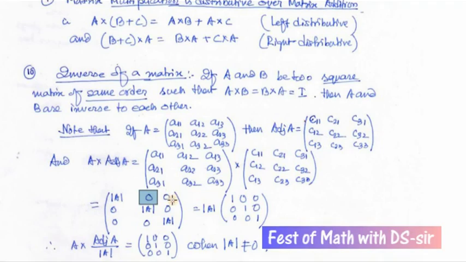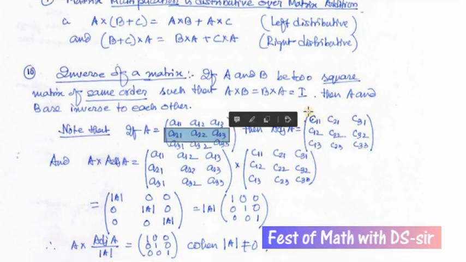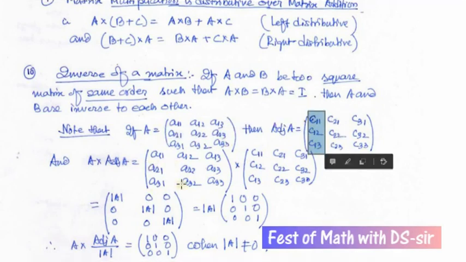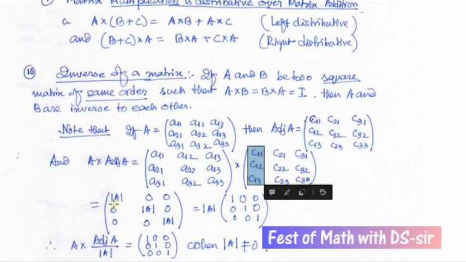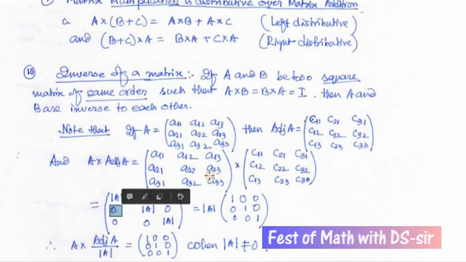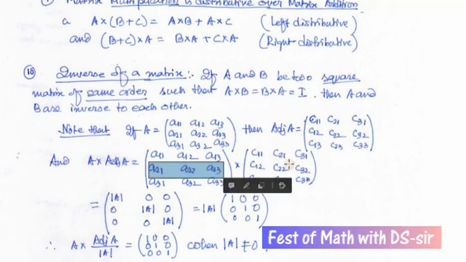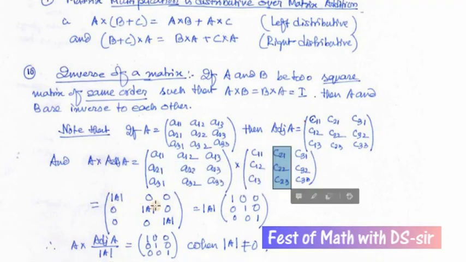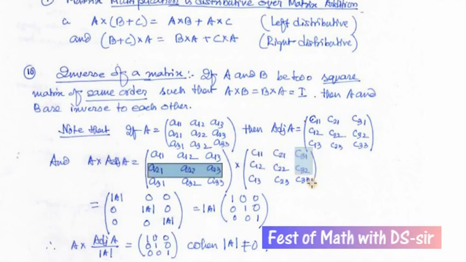Likewise, first row elements multiplied by third row cofactors give 0. Second row elements multiplied by first row cofactors give 0. Second row elements multiplied by second row cofactors give det A. Second row elements multiplied by third row cofactors give 0. And likewise the third row.